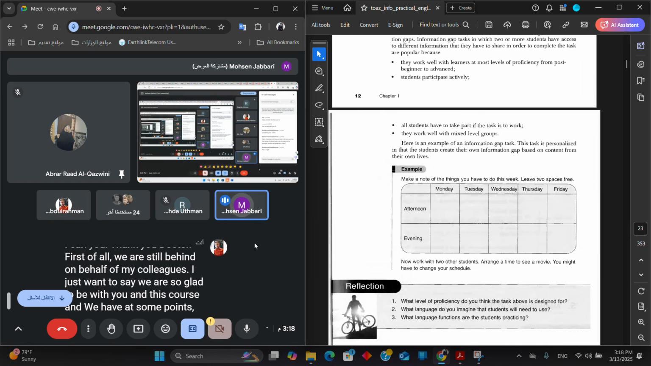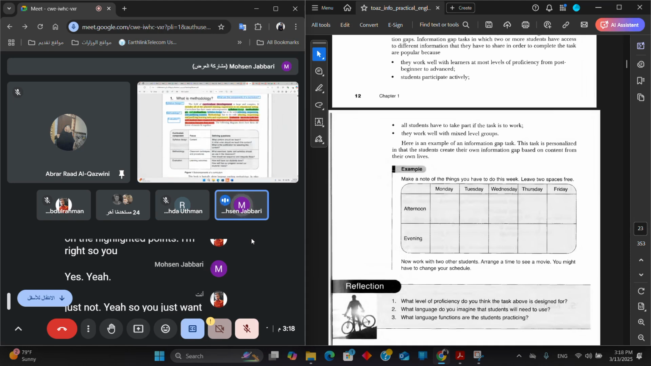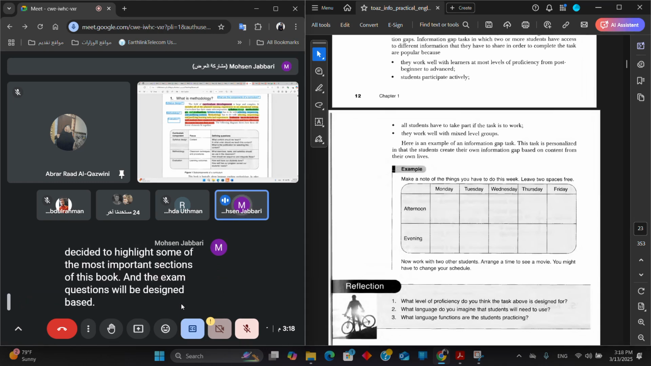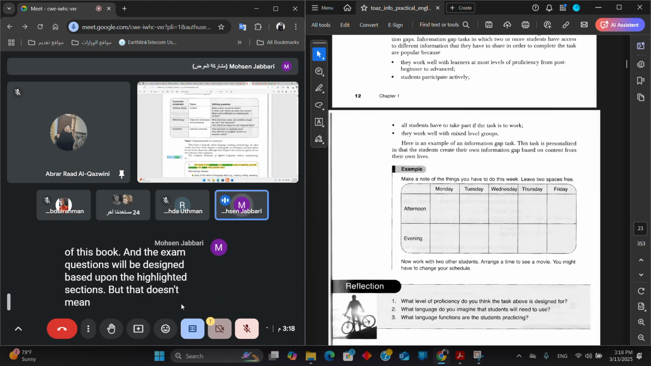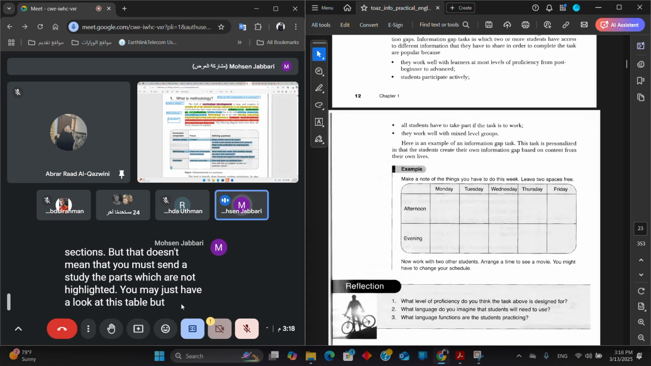See, one of the problems, according to what my colleagues have told me, is that some of you are concerned with your final score. Therefore, I decided to highlight some of the most important sections of this book, and the exam questions will be designed based upon the highlighted sections. But that doesn't mean that you mustn't study the parts which are not highlighted. You may just have a look at this table, but focus more specifically on the text or phrases which are highlighted for the sake of the exam, right?